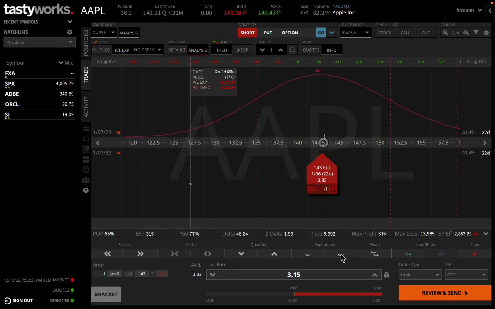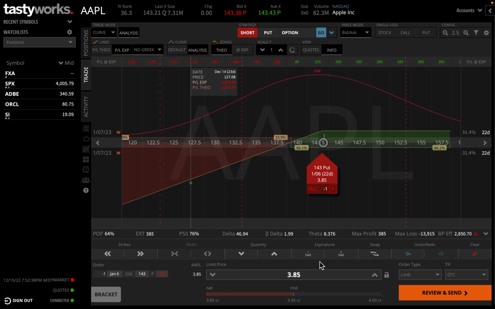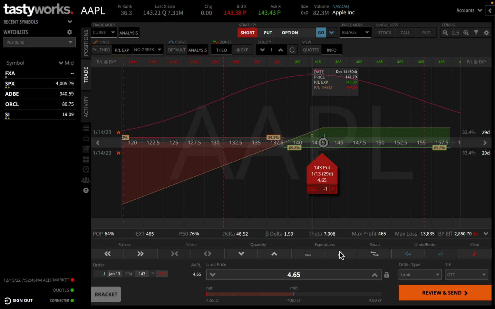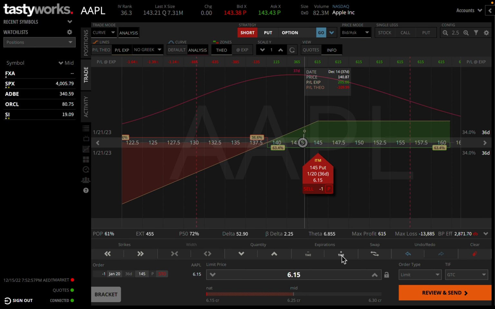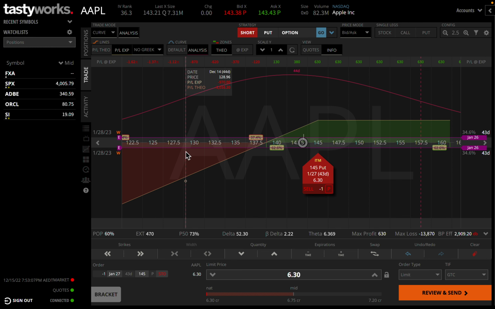Now I could extend the expiry. Let's go 22 days. You can see the standard deviation here is at 133. If I increase the expiry, the standard deviation is at 130. Should be more, but it's less. Let's go to, oh no, it's 130. Yeah, that's right. It's wider. So let's go 45 days. Let's go 43 days, and you see the standard deviation. It's expected it could move as far as 128 over that time.